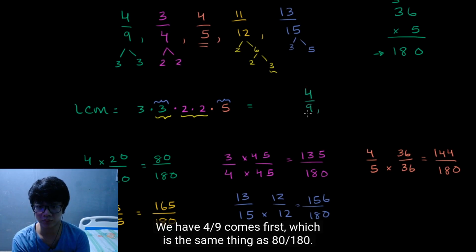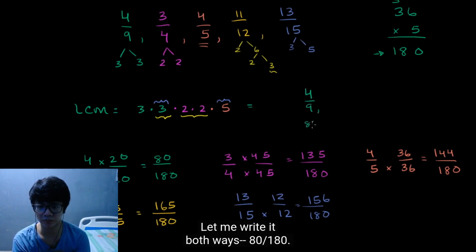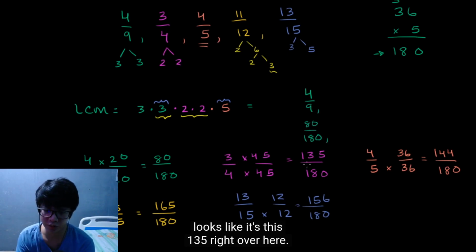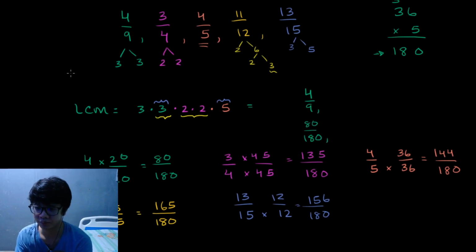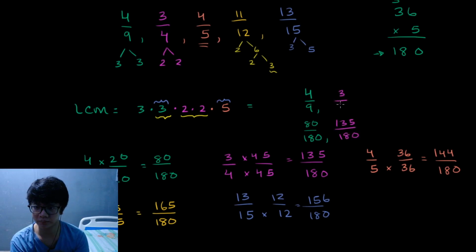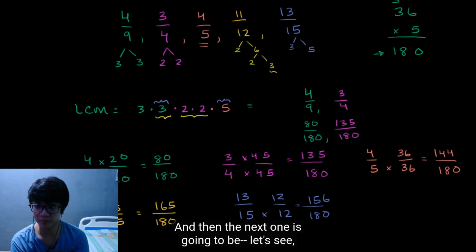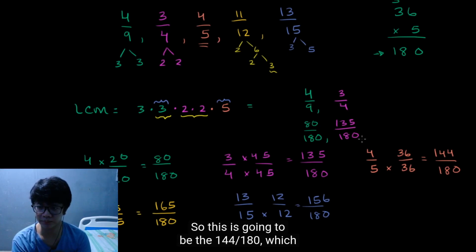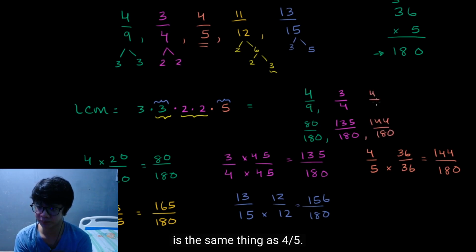We have 4/9 comes first, which is the same thing as 80 over 180. Let me write it both ways. 80 over 180. Then the next smallest number looks like it's this 135 right over here. So then our next one is going to be the 135 over 180, which is the same thing as 3/4. And then the next one is going to be, let's see, we have the 144 over 180. So this is going to be the 144 over 180, which is the same thing as 4/5.